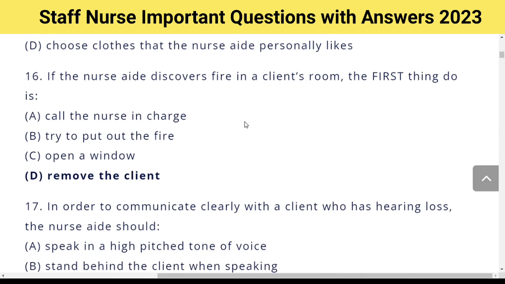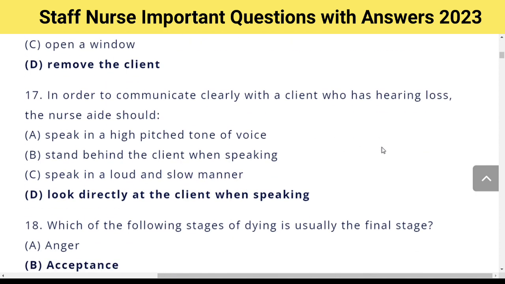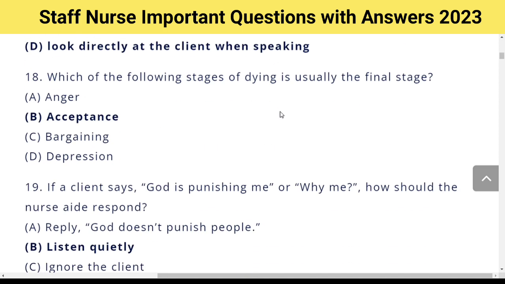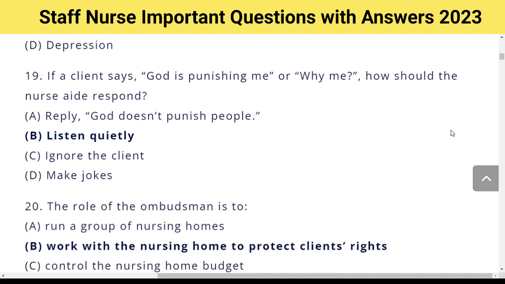Question number 16, if the nurse aide discovers fire in a client's room, the first thing to do is option D, remove the client. Question number 17, in order to communicate clearly with a client who has hearing loss, the nurse aide should option D, look directly at the client when speaking. Question number 18, which of the following stages of dying is usually the final stage? Option B, acceptance.